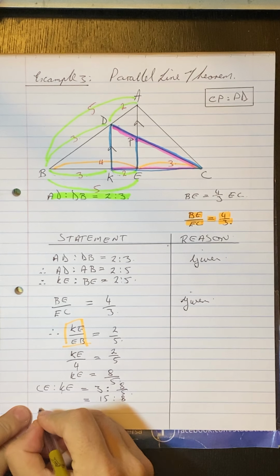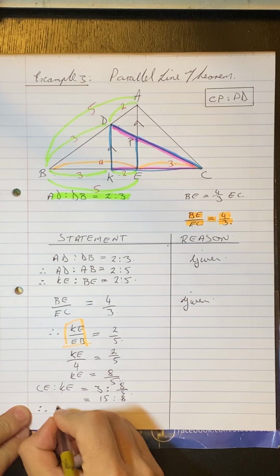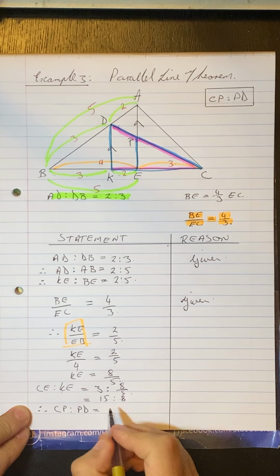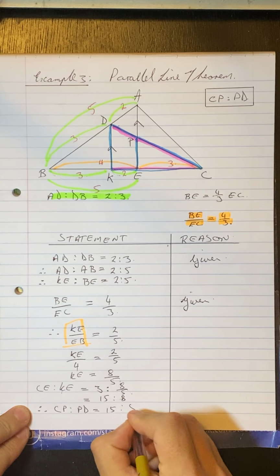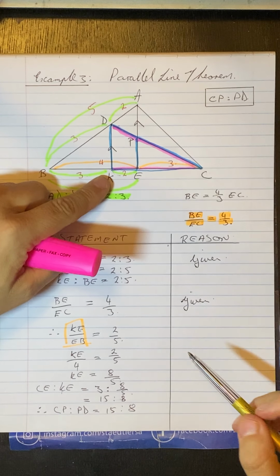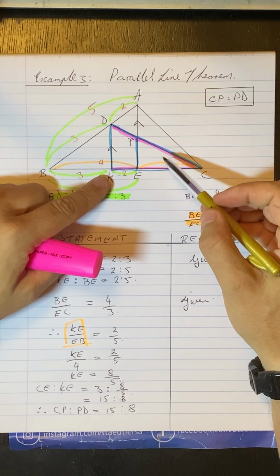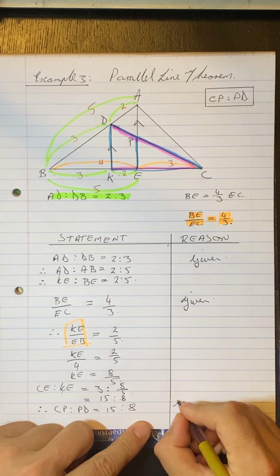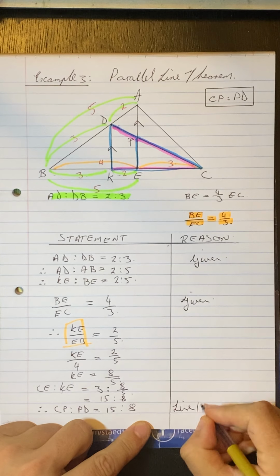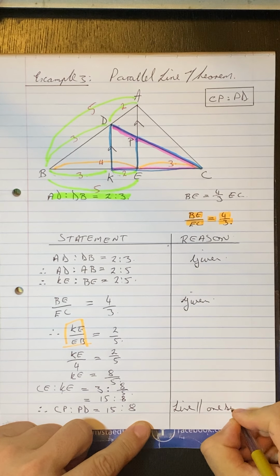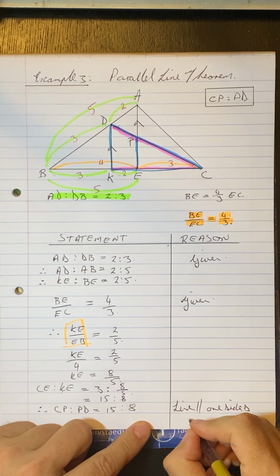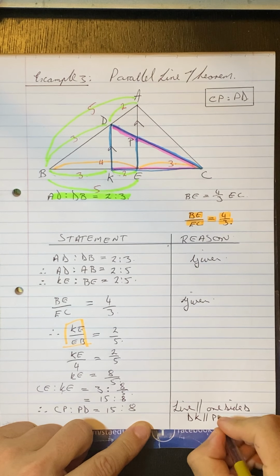Therefore, CP to PD will be equal to this 15 to 8. And the reason is line parallel one side of triangle, because that is parallel to that. Then I can list which lines were parallel. We used DK parallel to PE.